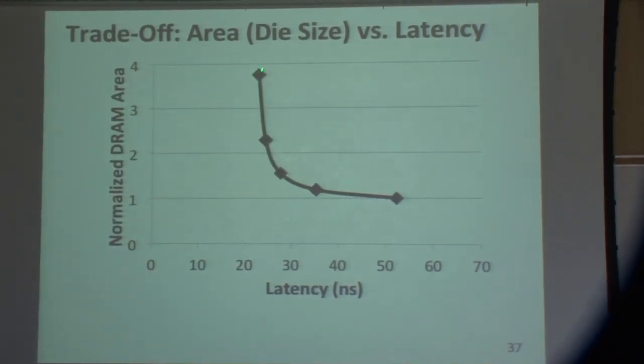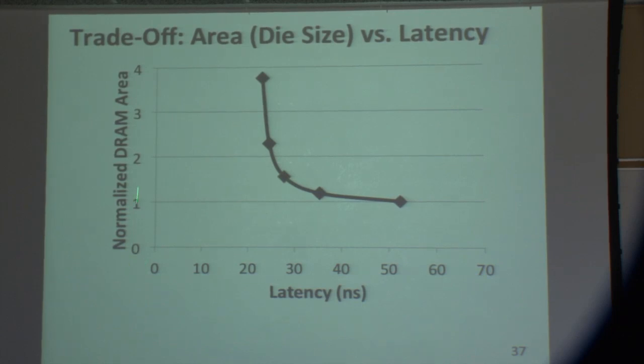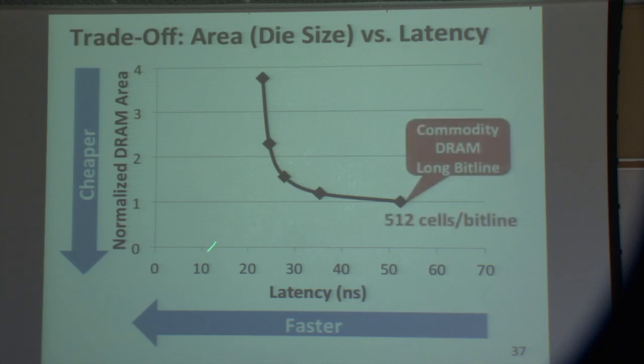So how does this trade-off play out? This is the latency on the x-axis and normalized DRAM area on the y-axis. And this is the curve that you get. Cheaper means the area is smaller. Faster means latency is lower, over here. Ideally, we would like to be here, right? This is the curve you get as you change the bit line length.